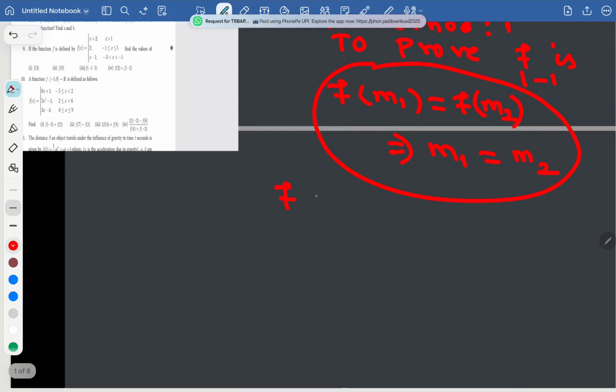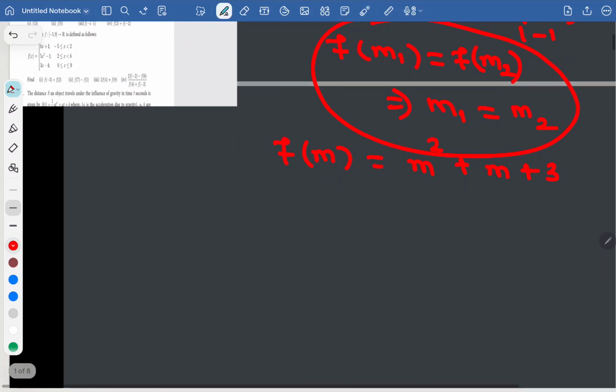Here, what is f of m? m square plus m plus 3. What is f of m1? m1 square plus m1 plus 3, which is equal to m2 square plus m2 plus 3. This 3 will get cancelled, because the plus 3 comes to the RHS and becomes minus 3.